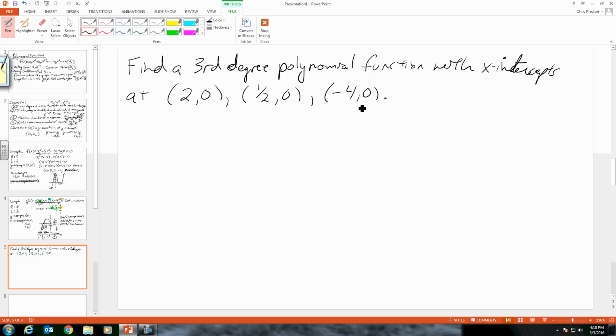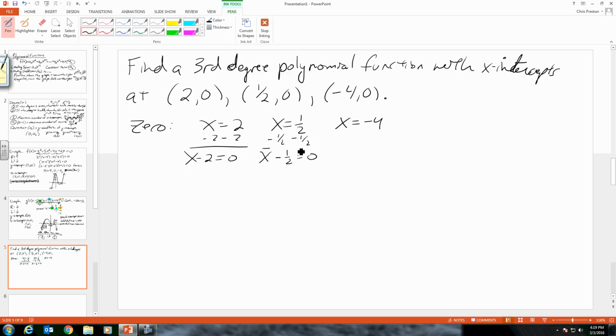So, we're going to have 1 for each factor. So what we know is that the zeros are x equals 2, x equals 1/2, x equals -4. Subtract 2, so x minus 2 equals 0. Subtract 1/2. So x minus 1/2 equals 0, and then add 4, so x plus 4 equals 0. And again, if you don't like working with fractions, maybe you multiply this one on both sides by the denominator, so you get 2x minus 1 equals 0, and these are our factors.